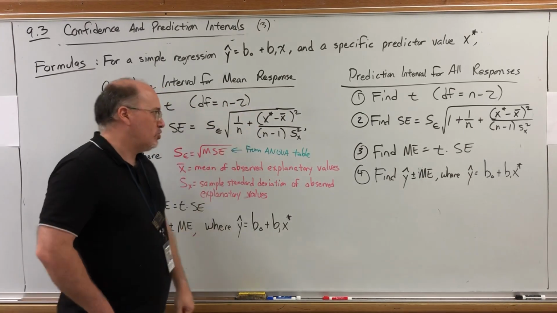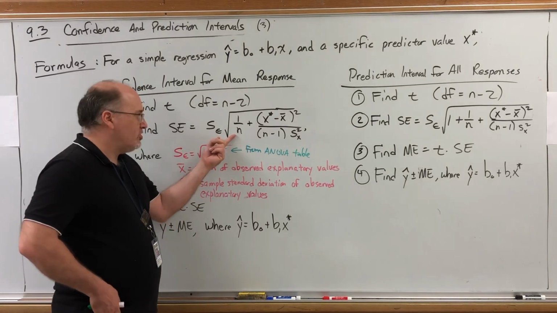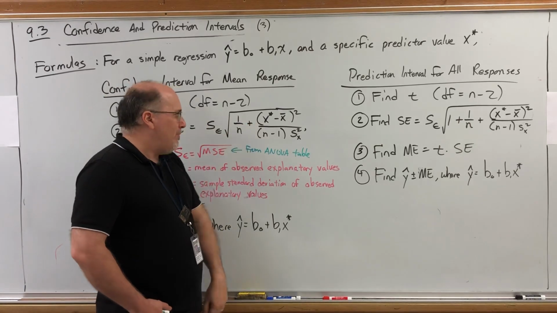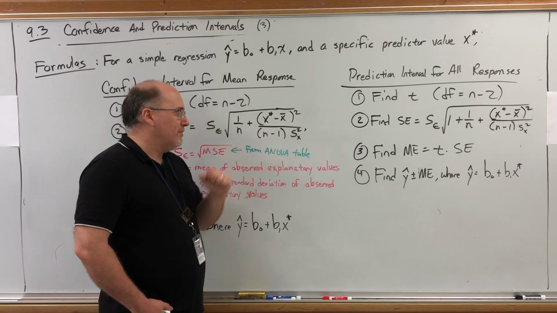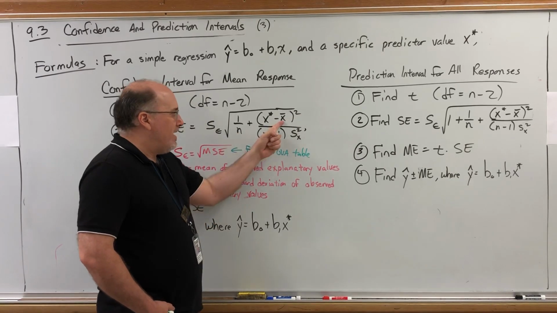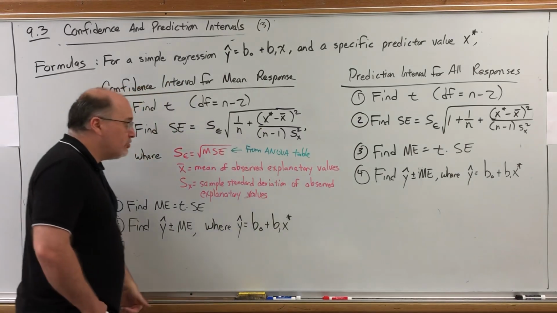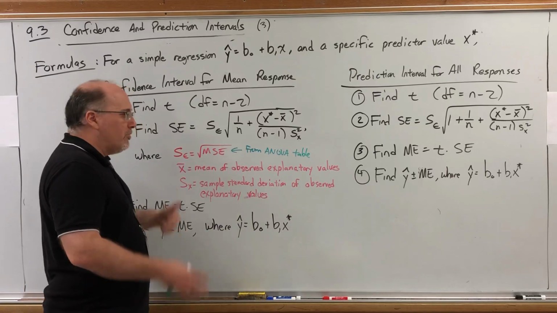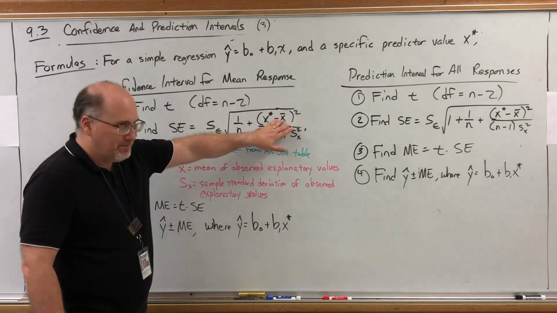On the inside of the square root is a lot of stuff also. The n is still just the number of ordered pairs, so we start with 1 over n, plus another fraction. On the top of the fraction, we have x star minus x bar, and that difference is squared. The x bar is just the average of all the observed explanatory values. So for example, on the scatter plot with the bills versus the tips, we would take all the bill values that we observed, average them, and that would be the x bar.